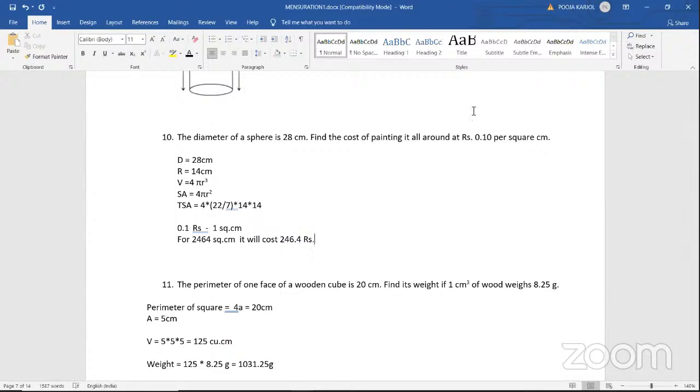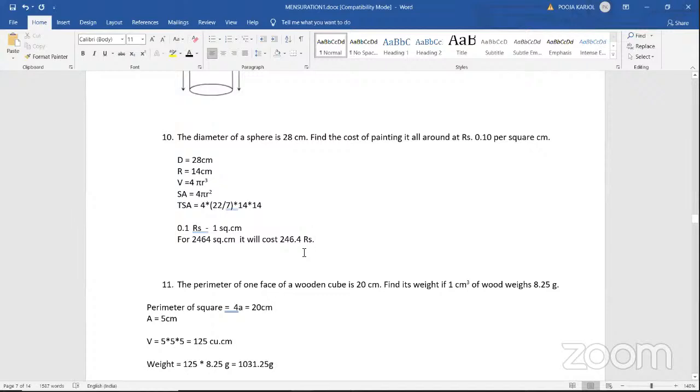Correct. If you got the same answer. Okay. Yes, so I think you halved it. Exactly half you got. Okay. I think some of you did some calculation error. You'll get 246.4 rupees.